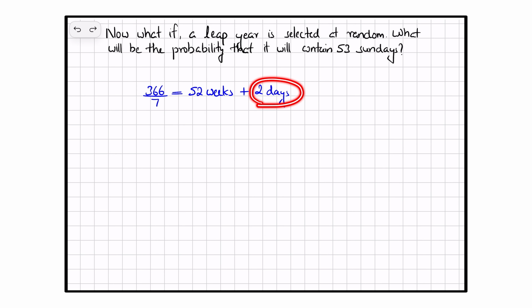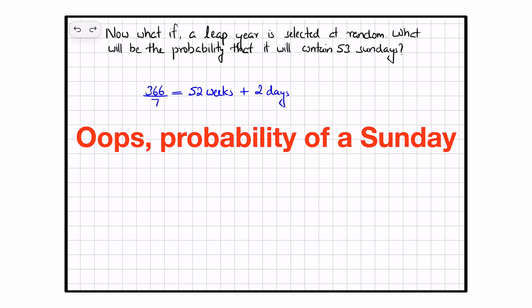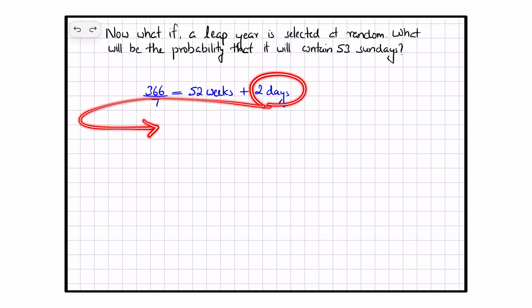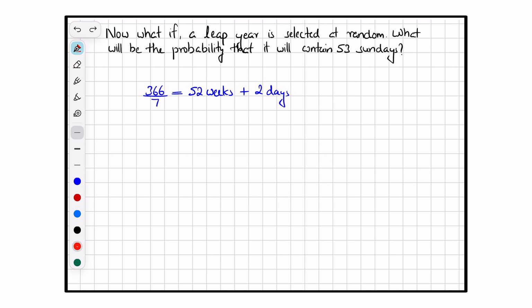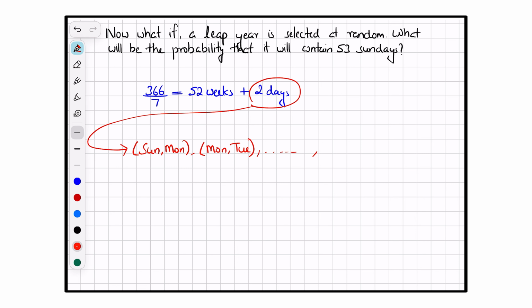The question here will be, what will happen in these 2 days? We have to see the probability of a 7 occurring in these 2 days. What are the probable events for these 2 days? It could be Sunday, Monday, or Monday, Tuesday, and so on.